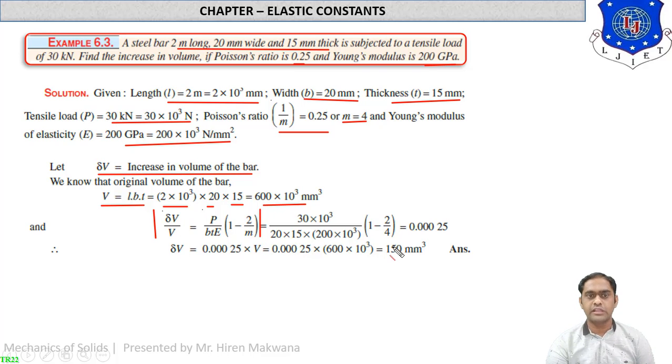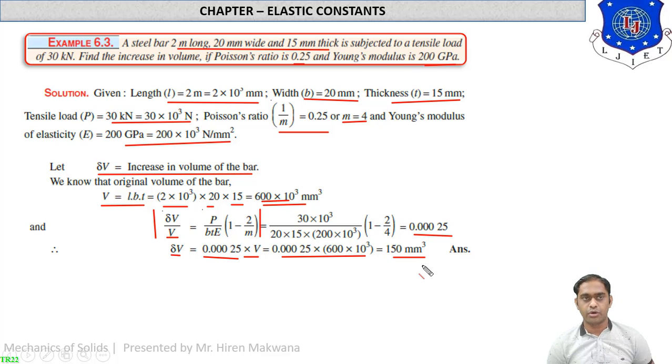So replacing all the values that are available, you will get the answer of 0.00025. Now cross multiplying, we will get delta V equal to 0.00025 into V. We have calculated earlier 600 into 10 raised to 3. So by multiplication we will get the answer of 150 mm cube. So this is a very simple numerical to find the increase in volume.